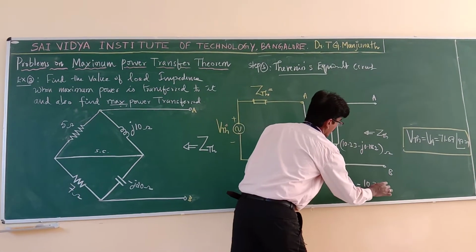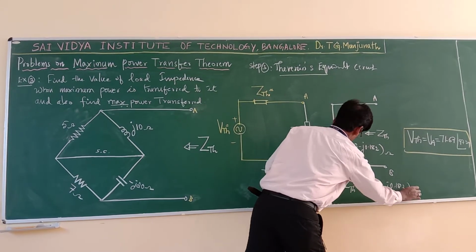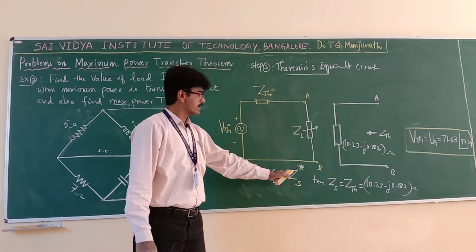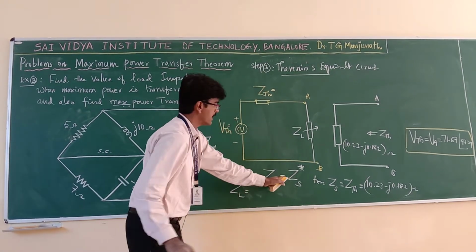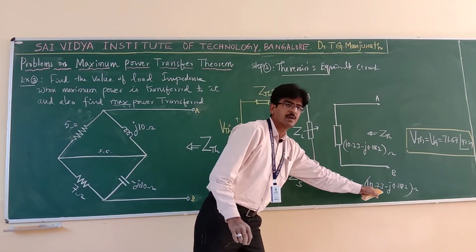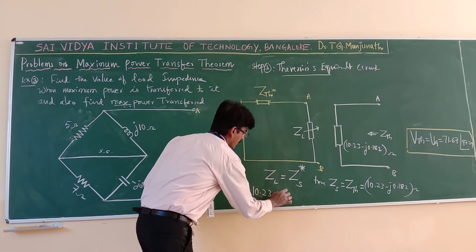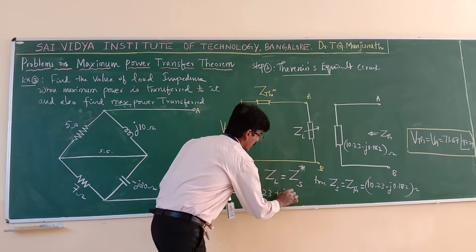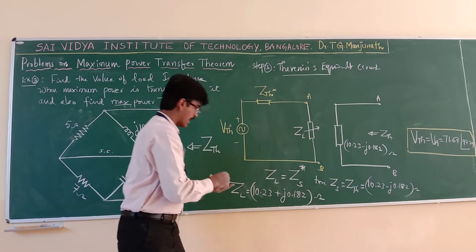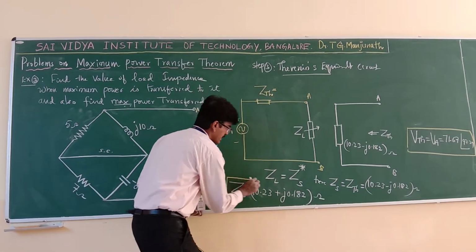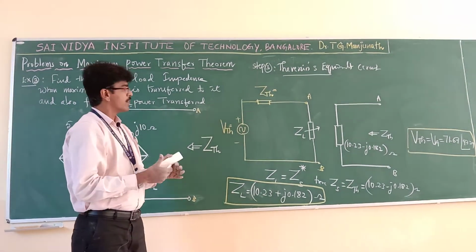10.23 minus j 0.182. This is your Zs. I want Zs conjugate. Therefore, ZL should be equal to Zs conjugate. What is the conjugate of this? Take the opposite sign. That gives 10.23 plus j 0.182. So, this is the value of load impedance for maximum power transfer for this problem.